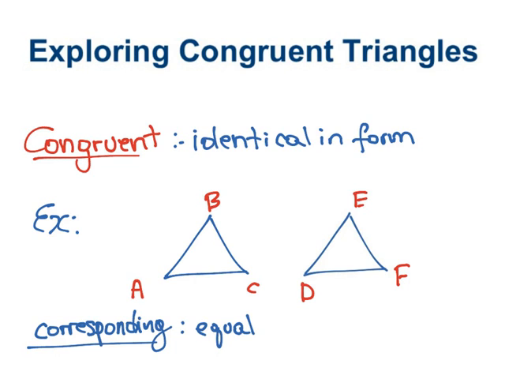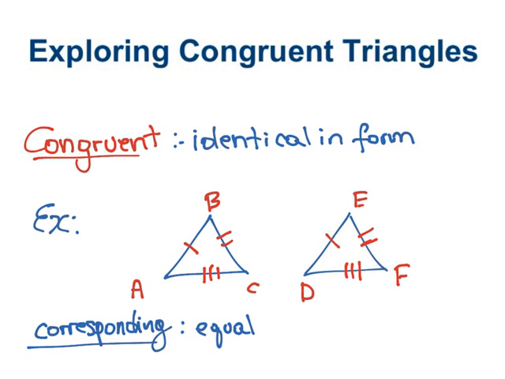In order for them to be congruent, all the sides have to be corresponding. That means equal. What do I mean by this? That AB has to be corresponding to DE. That's what the little ticks are. Now BC has to be corresponding to EF. That means those sides have to be equal, as well as AC has to be equal to DF.